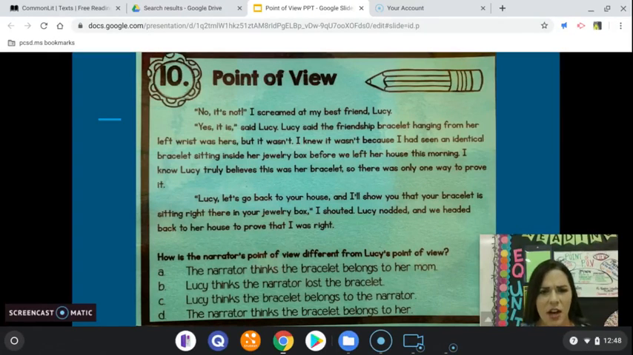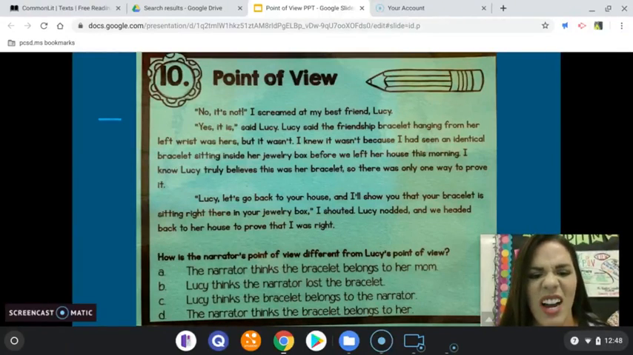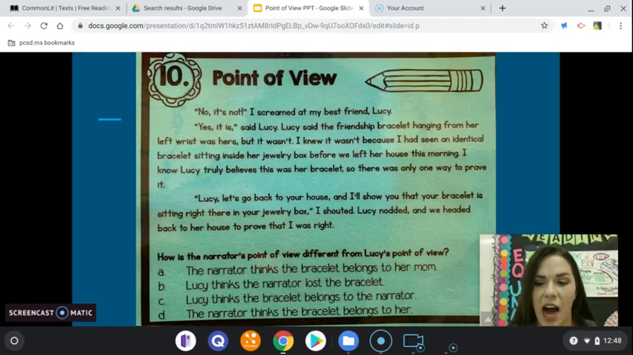No, it's not, I screamed at my best friend, Lucy. Yes, it is, said Lucy. Lucy said the friendship bracelet hanging from her left wrist was hers, but it wasn't. I knew it wasn't because I had seen an identical bracelet sitting inside her jewelry box before we left the house this morning. I know Lucy truly believes this was her bracelet. So there was only one way to prove it. Lucy, let's go back to your house and I'll show you that bracelet is sitting right there in your jewelry box, I shouted. Lucy nodded and we headed back to her house to prove that I was right.